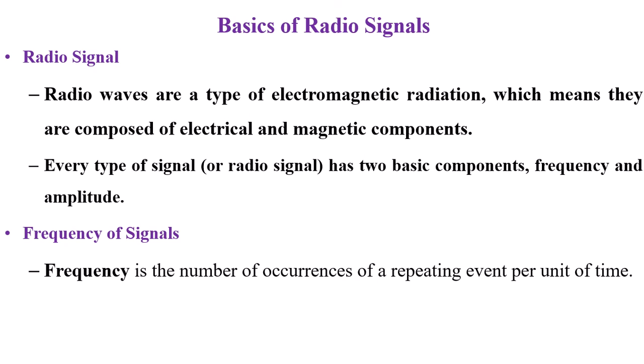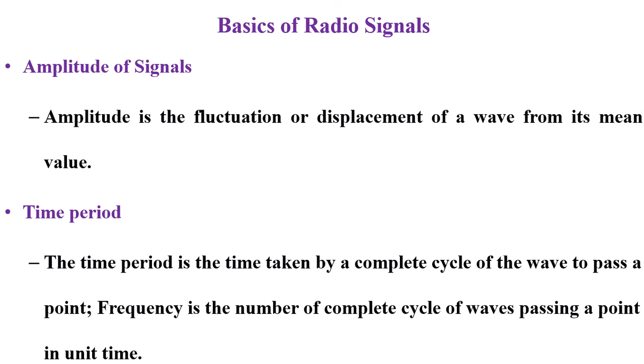What is the frequency of signals? Frequency is the number of occurrences of a repeating event per unit of time, or you can say the number of waves passing through a single point in 1 second is represented as frequency. Next is the amplitude of signals.